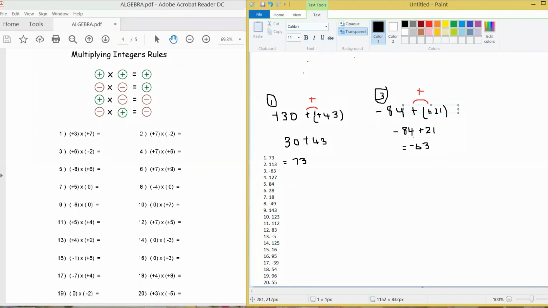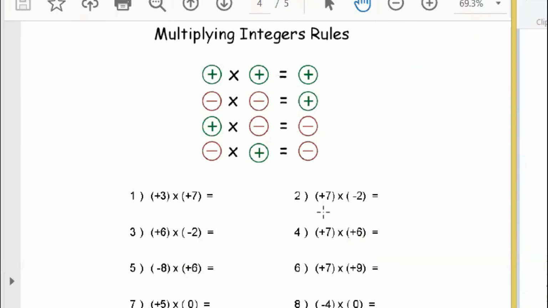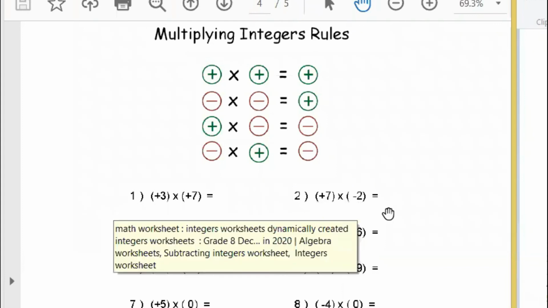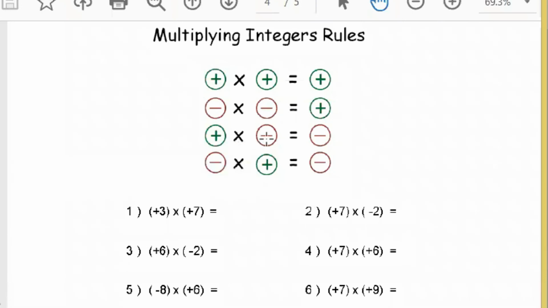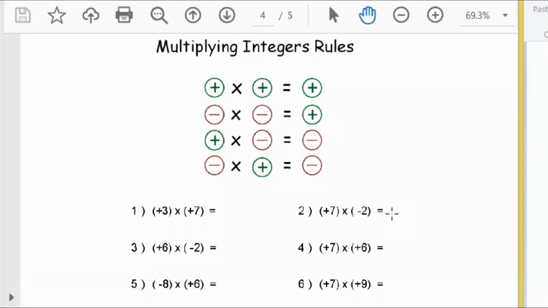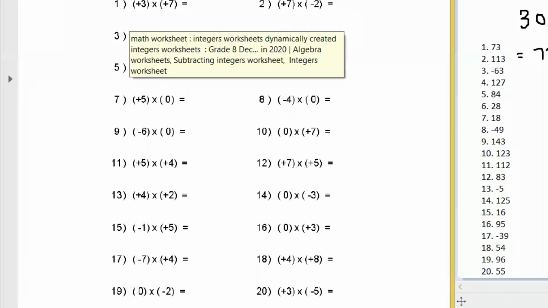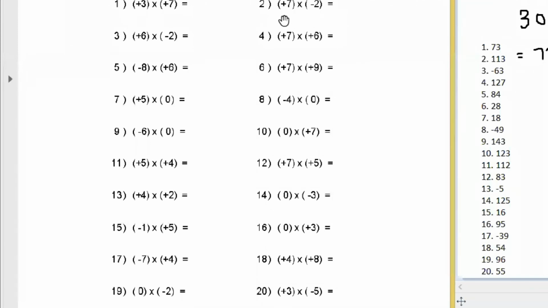If you look at the second one, I have positive multiplied by negative. If you're unsure as to which sign to use, just look at your rules. Look, we have positive multiplied by negative gives us a negative answer. So I know for sure my answer here has to be a negative. So negative 7 twos, 14. So my answer here is negative 14. With that being explained, can you all work this exercise for me?